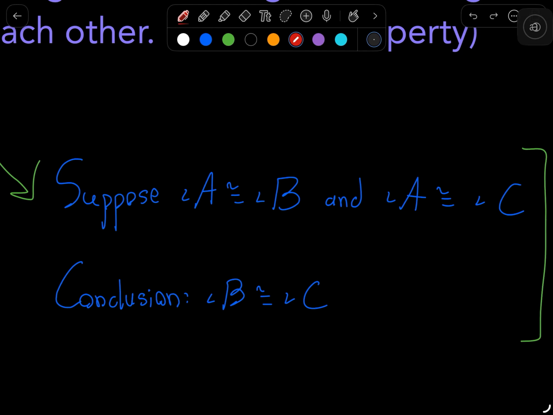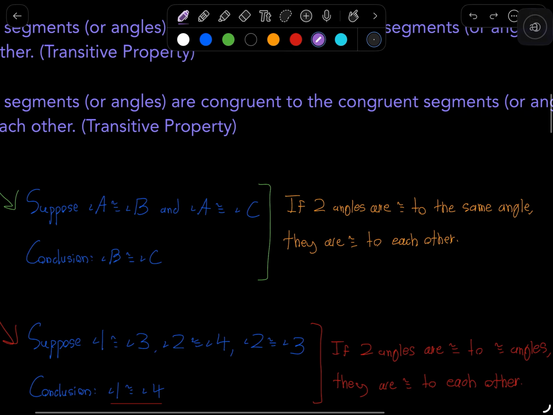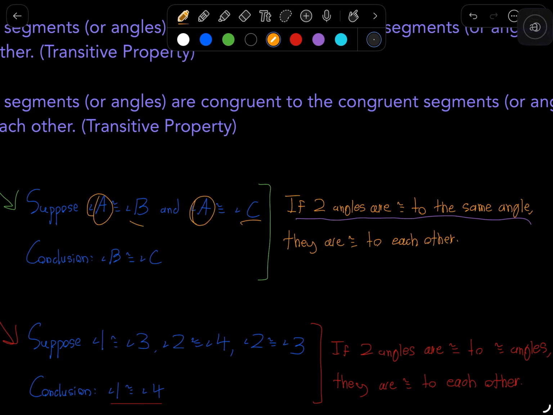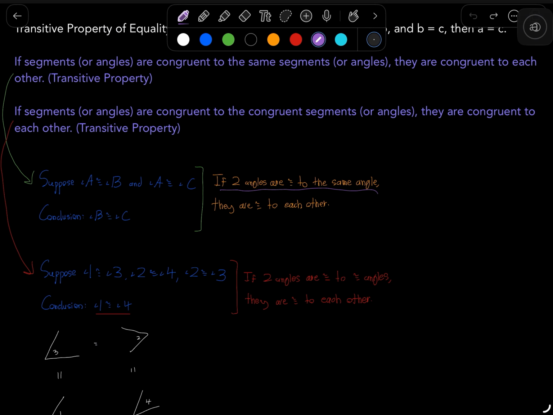And the reason you can do that is because of the transitive property, the first one. Let's look at the if part: if two angles are congruent to the same angle. So here angle B is congruent to angle A, and angle C is congruent to angle A. So they're both congruent to angle A, which is the same angle. Then they are congruent to each other. So again, these angles are congruent to each other because they're both congruent to the same angle. So that's the first version of the transitive property.